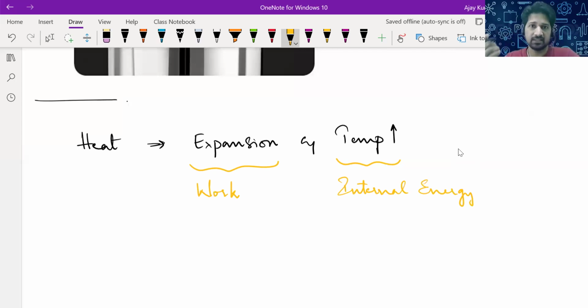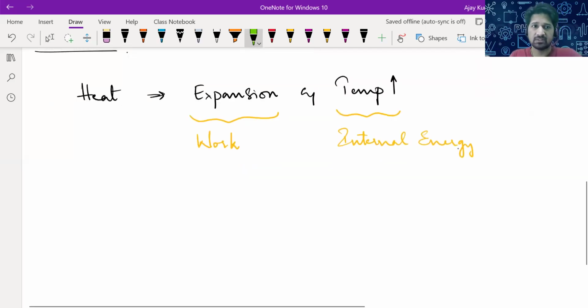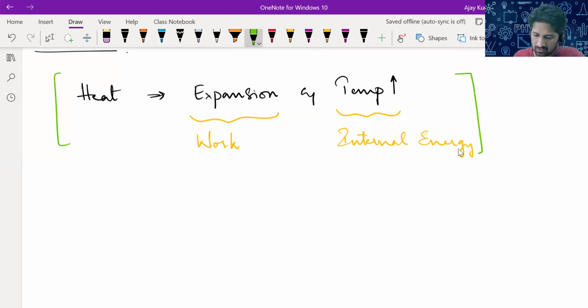That is the basic idea behind conversion of heat to work. Supply of heat results in expansion, and during that expansion, if something is being displaced, work is being done. That is how heat gets converted to work. Okay. And what you see here is very important. If you supply heat to a system, some of the heat gets stored within the system. The remaining heat gets converted to work. This is what we call the first law of thermodynamics.